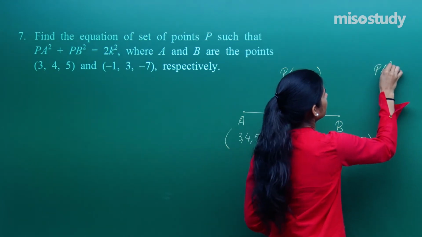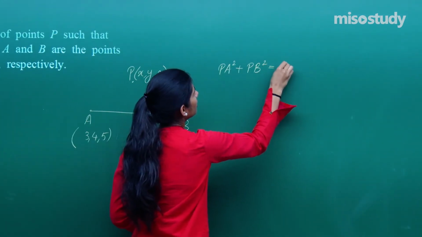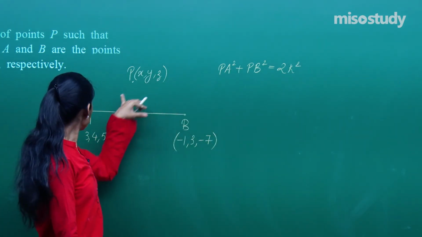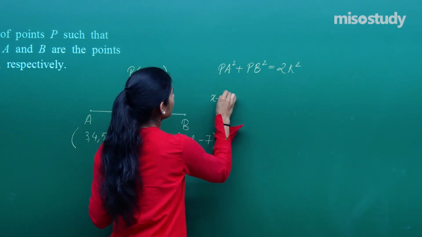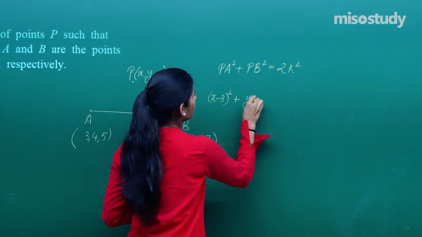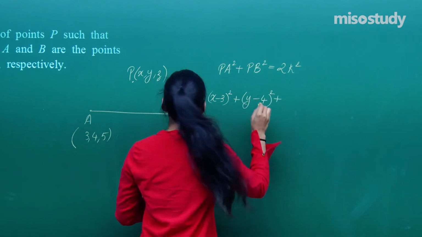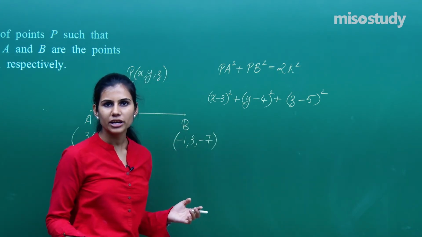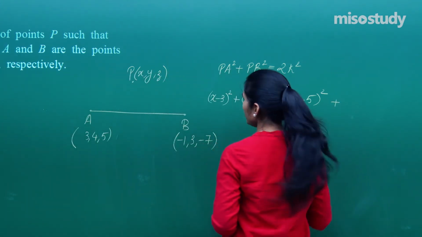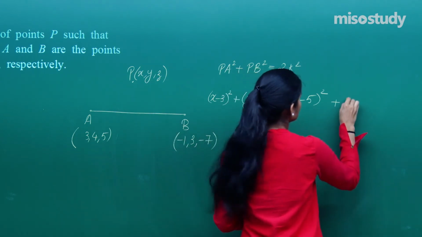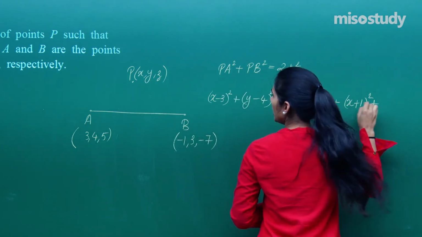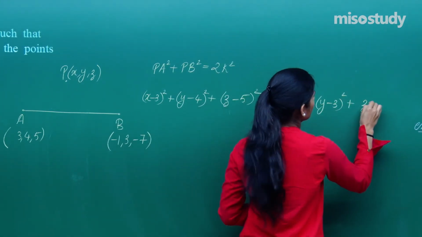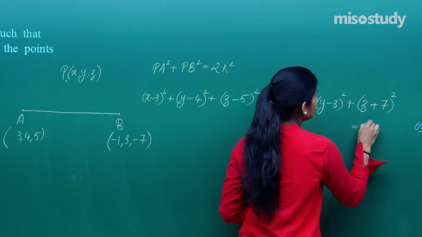What is PA square? PA is under root of x minus 3 whole square plus y minus 4 whole square plus z minus 5 whole square. Square of it is going to just make you get rid of the square root sign. What is PB whole square? It is x plus 1 whole square plus y minus 3 whole square plus z plus 7 whole square. This is equal to 2K square.